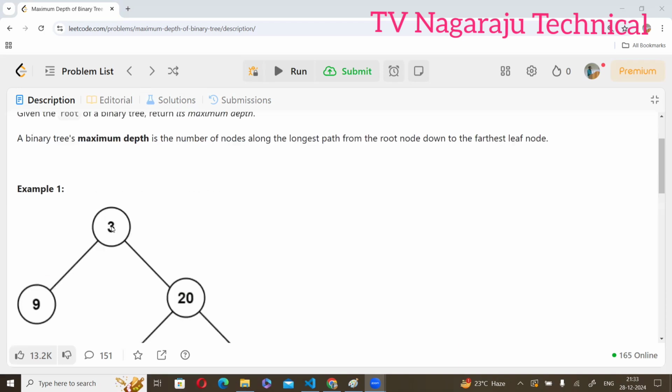Now here 3 is the root. 3 to 9. What is the maximum depth? 2. The maximum depth here in terms of edges is only one edge, but in the question they are asking the number of nodes in the path. So in that path, 2 nodes are available. Here the depth is 2.